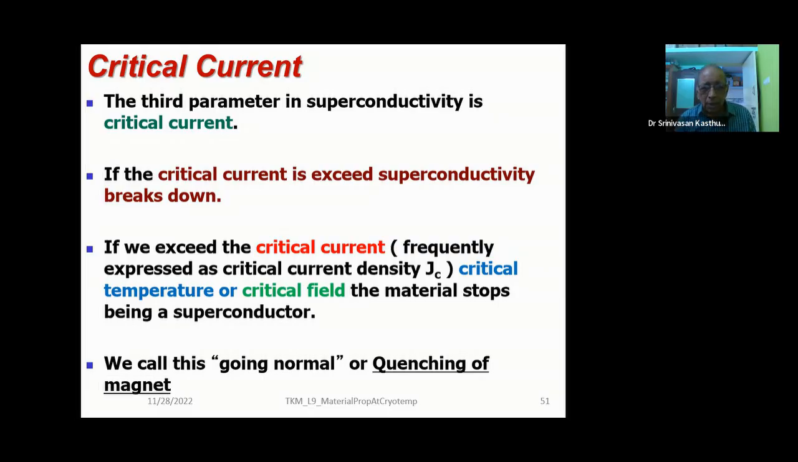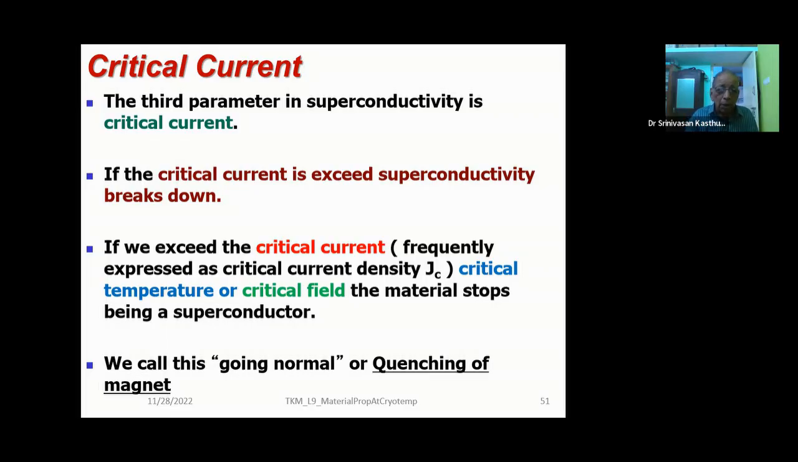So for example, I have a material, and the material becomes a superconductor. There is no magnetic field applied. Now what you do is you apply an external magnetic field. Then the external magnetic field will try to destroy the superconductor. So there is a critical field below which superconductivity exists. This is the second parameter.